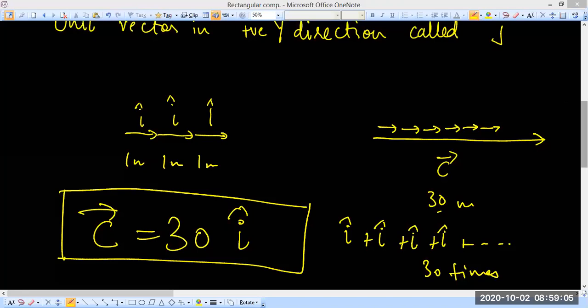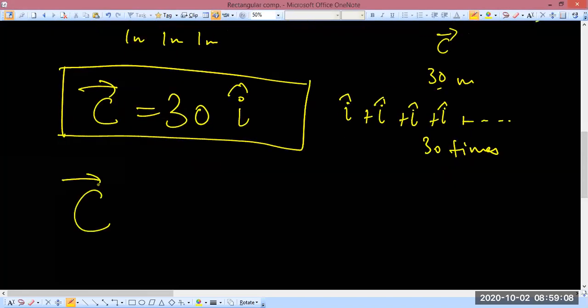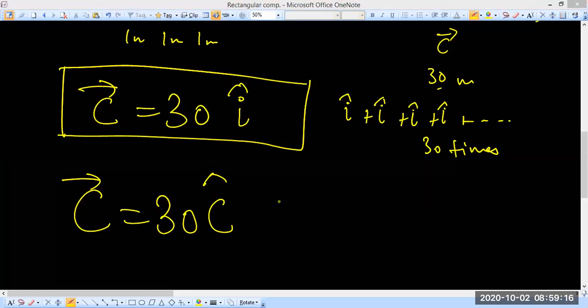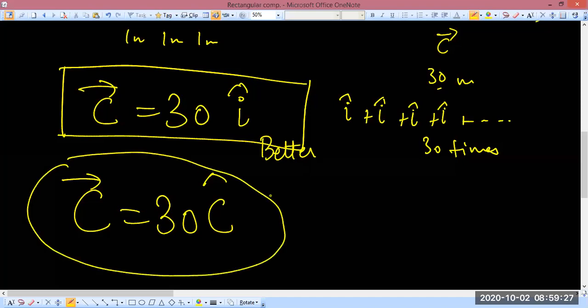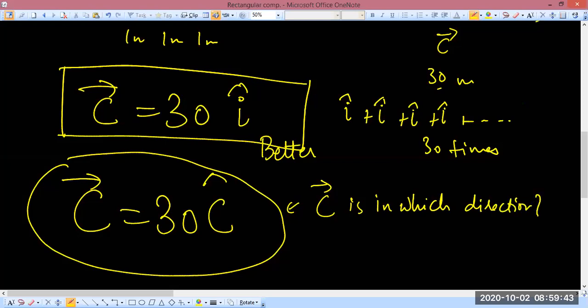Okay, so there is a good question here: can't we write it like this? Yes, we can. This is also correct. You can write it like this, but this is better. I'll tell you why it's better. If you look at this, you will not know which direction the C vector is in. I repeat, you will not be able to know that.